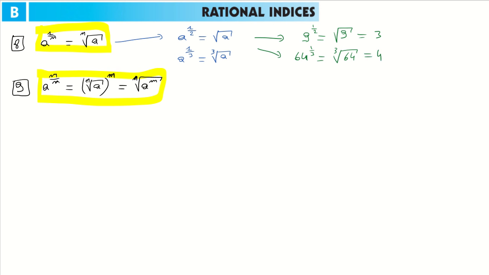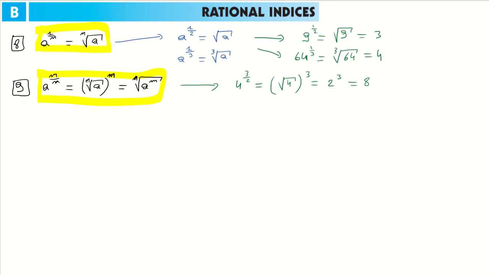Okay, and then here, we can have 4 to the power of 3 over 2. We can write that down as the square root of 4, because the 2 is here in the denominator, and we do that to the power of 3. And the square root of 4 is 2. We do it to the power of 3, and that is equal to 8.